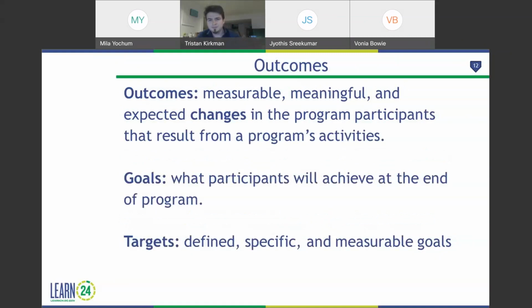So outcomes. These are the measurable, meaningful, and expected changes in the program participants that result from a program's activities. And these include goals, what participants will achieve by the end of the program, and targets, so specific, well-defined, and measurable goals.